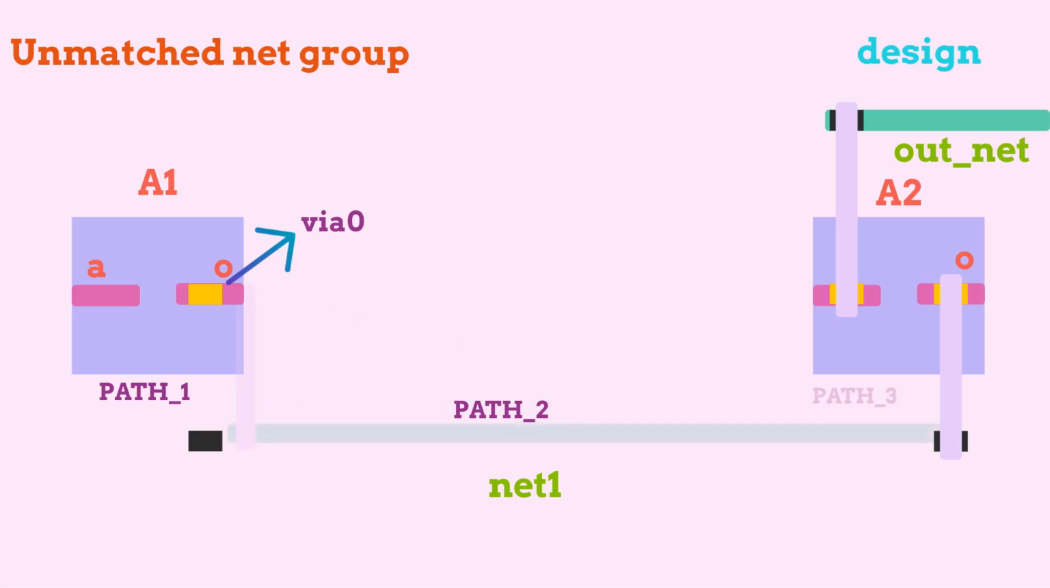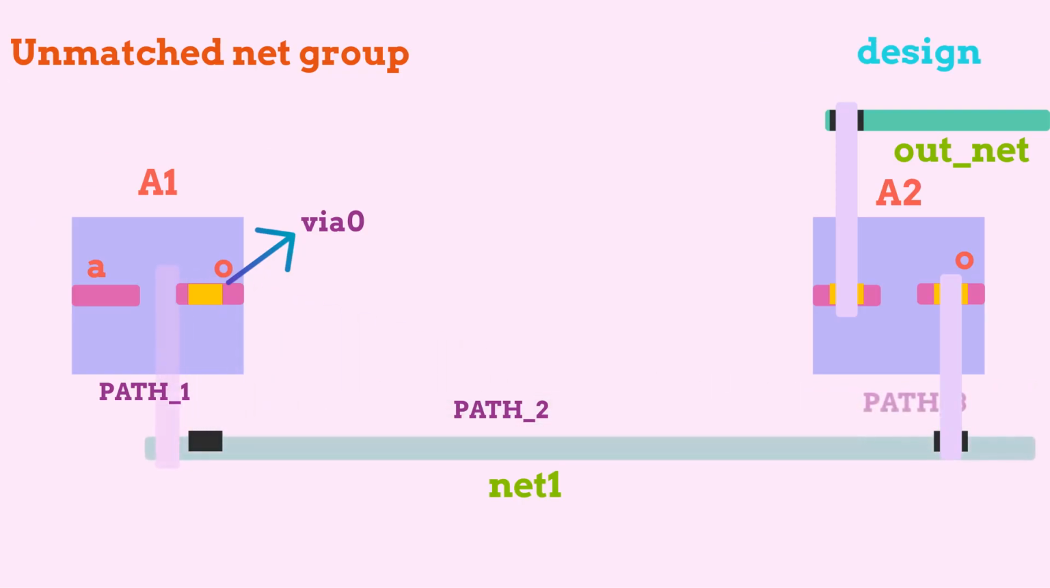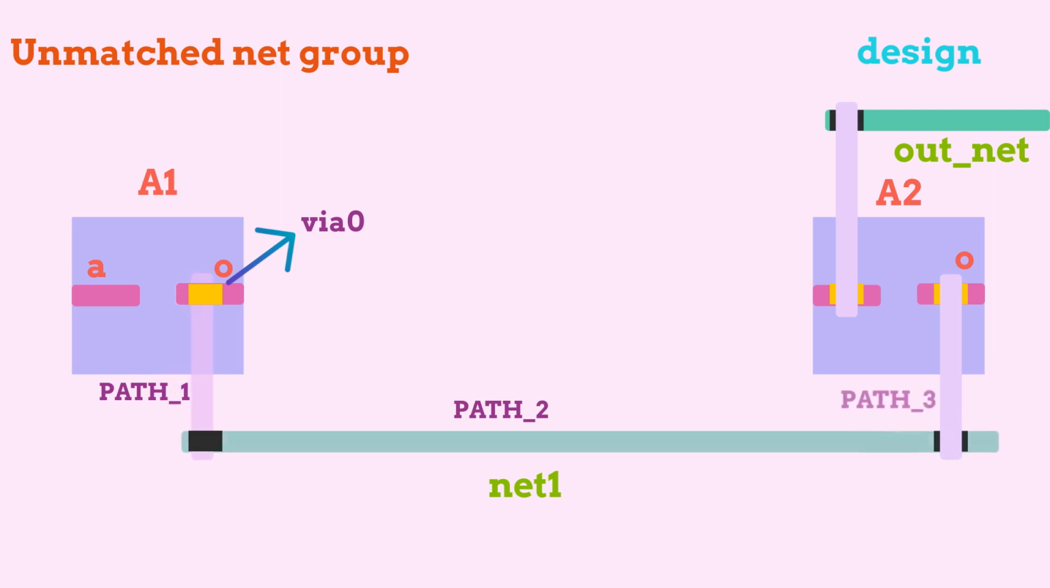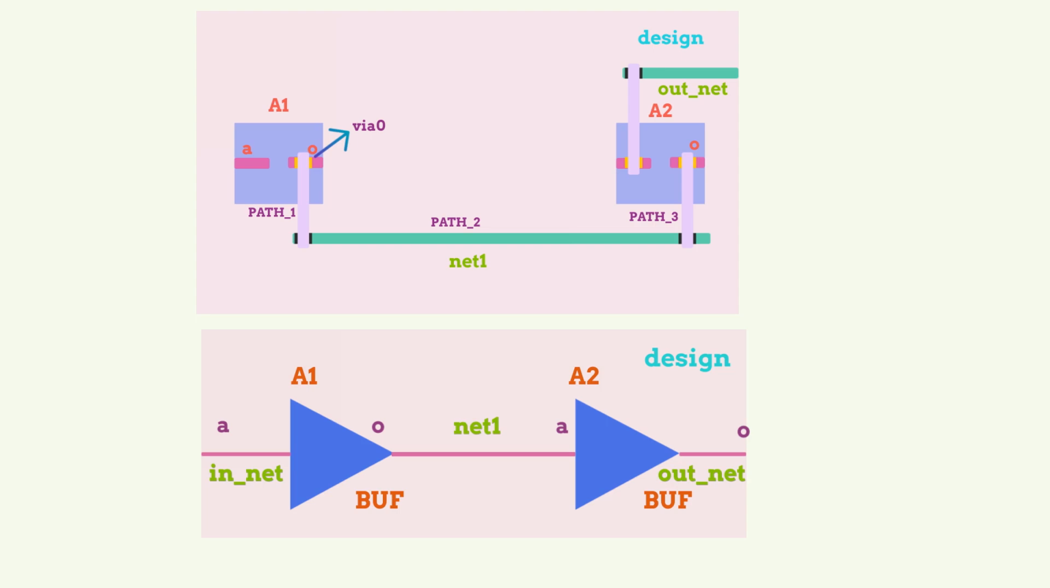Not all net mismatches are pure opens or shorts. Nets might connect to incorrect pins of a cell or device. Such errors are generically reported as unmatched net group. Consider a layout where net 1 is connected to O pin of cell A1 and O pin of cell A2. According to the schematic circuit, net 1 should be connected to O pin of cell A1 and A pin of cell A2. But in layout, net 1 is connected to O pin of cell A1 and O pin of cell A2.